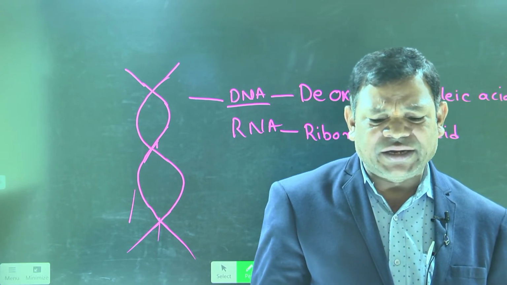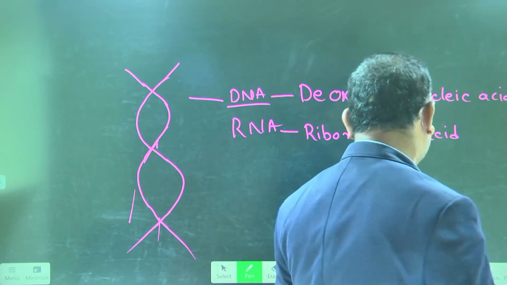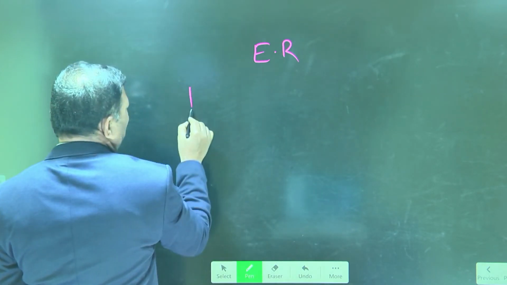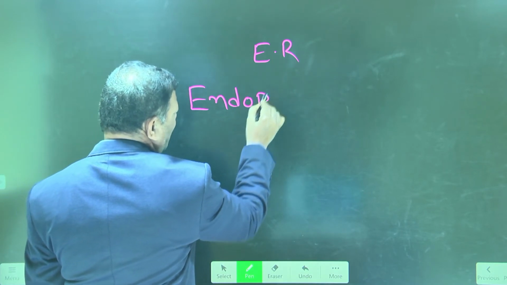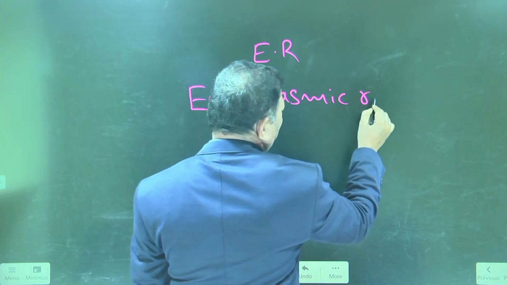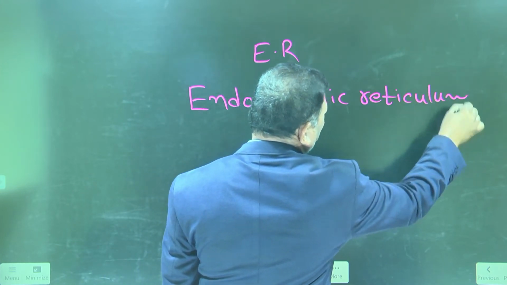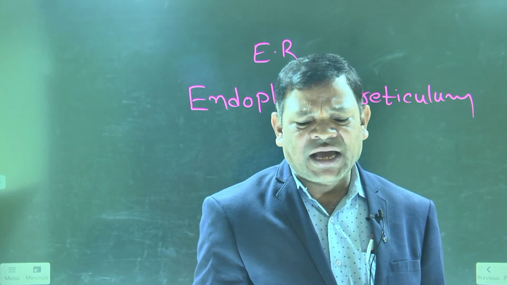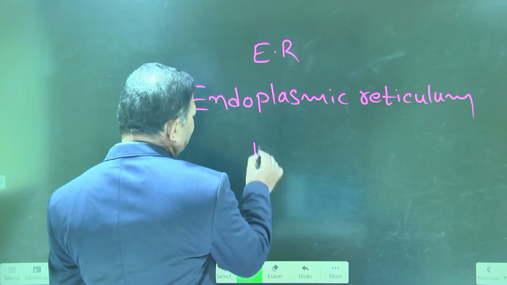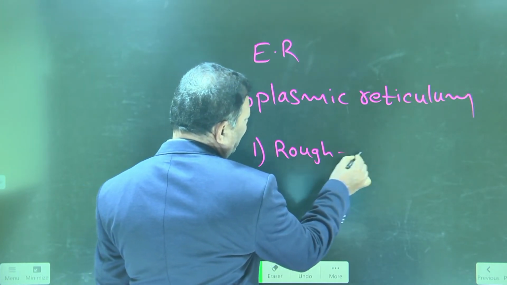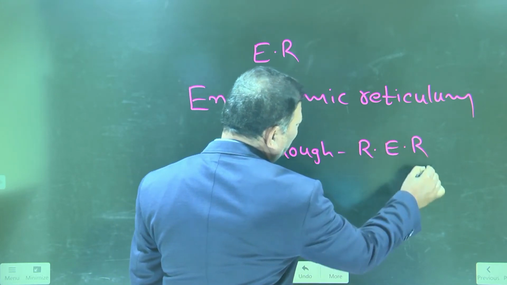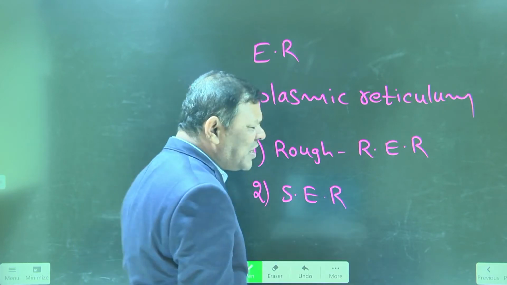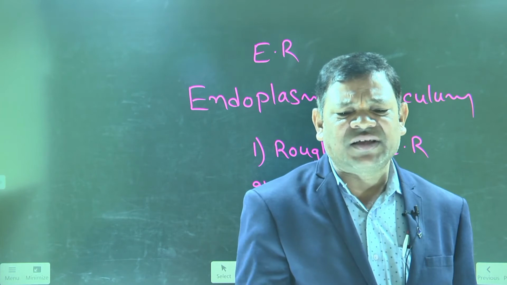Next, now coming to the point, endoplasmic reticulum. Do you know endoplasmic reticulum? Yes, sir. Generally we say ER. Endoplasmic reticulum. What is it called shortly? ER. How many ERs are present? Two. What are they? Rough, that means RER, rough endoplasmic reticulum. Second one, smooth endoplasmic reticulum. What is the meaning of rough endoplasmic reticulum? What is the meaning of smooth endoplasmic reticulum?